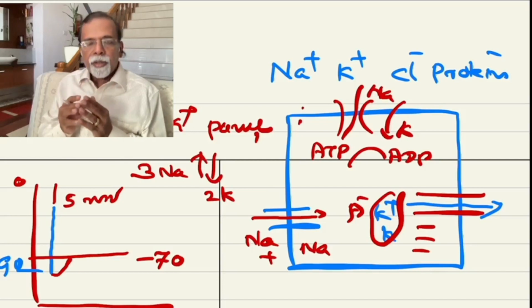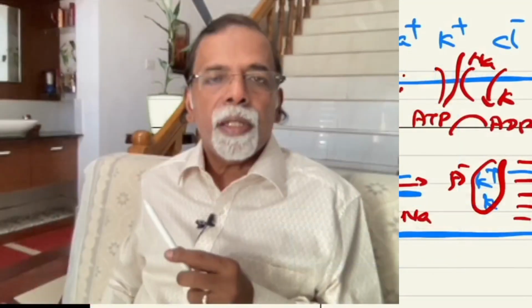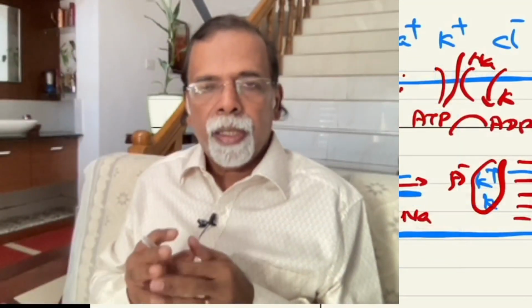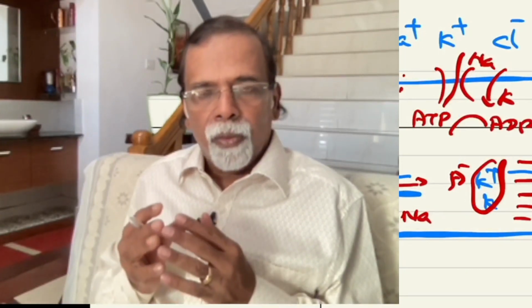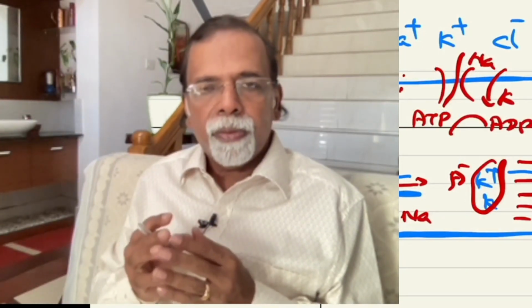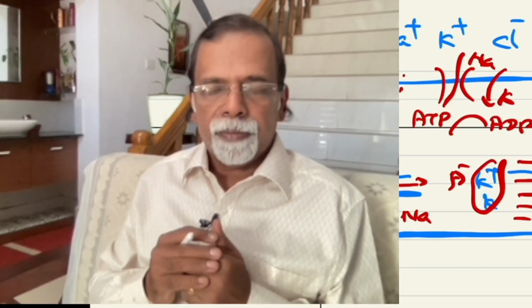We have only taken 2 ions. So, remember that there are other channels also. There are calcium channels, chloride channels. All these can contribute to finer changes in the membrane potential.